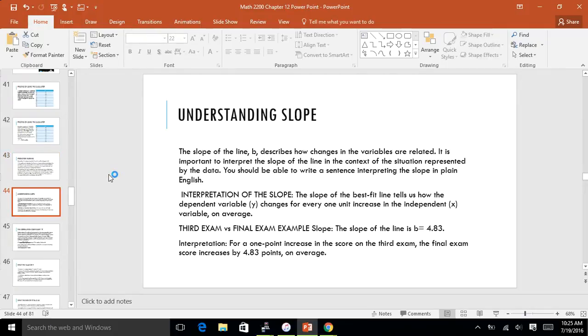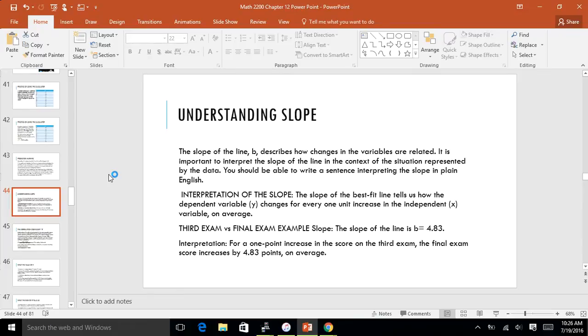So, all right, let's understand that slope. The slope of the line, we put B here, and remember, it can be A, depending on what calculator setting you use. It describes how the changes in the variables are related. It's important to interpret the slope of the line in context of the situation explained by the data. You should be able to write it in a sentence to explain the slope in plain English.